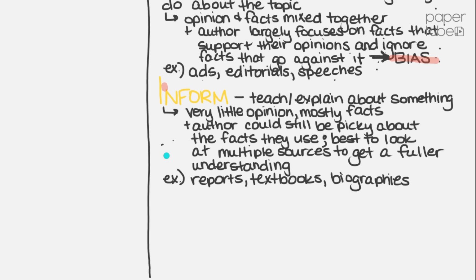That's why when you're reading something to write a report or something like that, you should be looking at multiple sources so that you have a fuller understanding of what actually happened in a historical event. Some examples of pieces that usually focus on informing a reader about something are reports, textbooks, and biographies, which are the life stories of famous people typically.